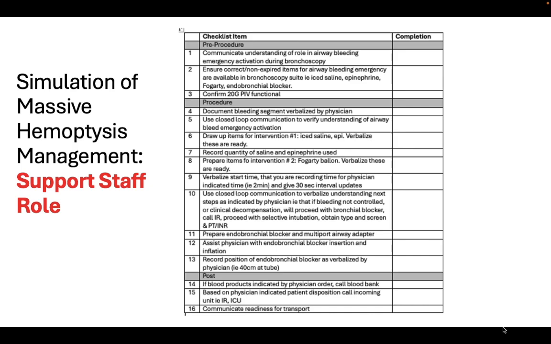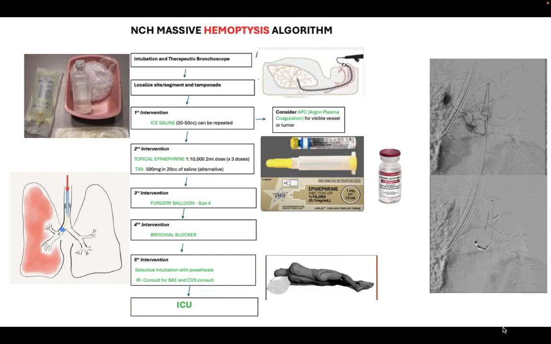Here is the checklist for the support staff role, i.e. the technician or the RN in the room. And one focus from the algorithm that we had is the bronchial blocker, which is, again, a part of the algorithm that is not often used and would typically only be used in this massive bleeding scenario. And so we focused on this since it is a critical skill with a low occurrence rate.